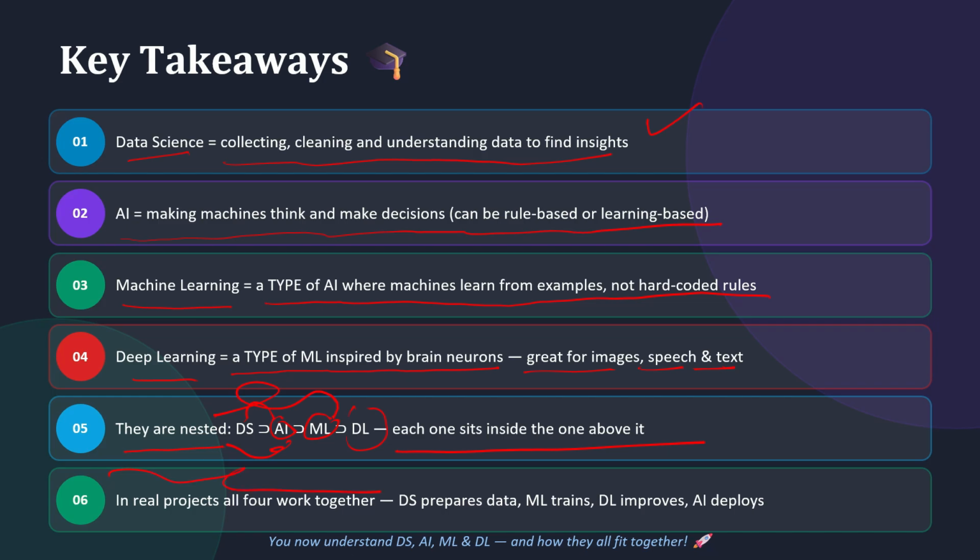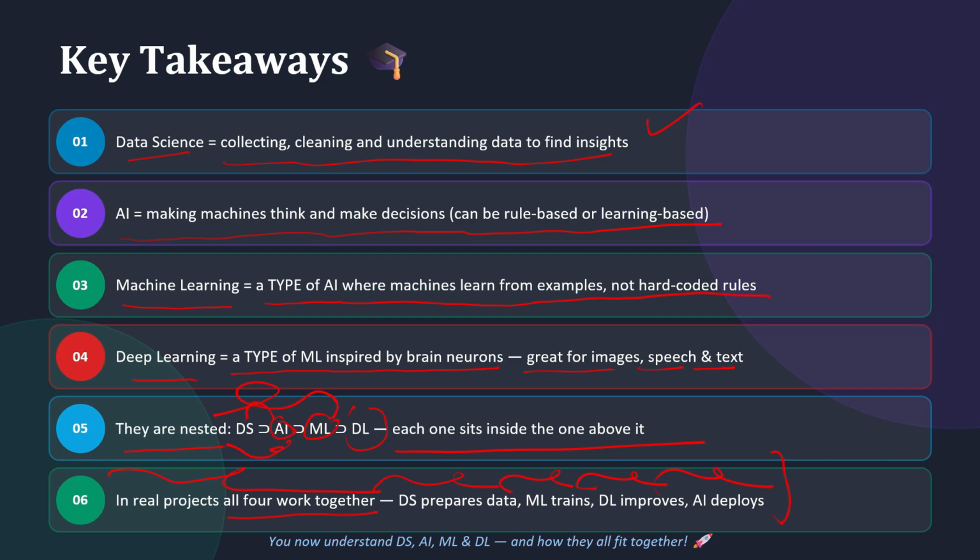In a real project, all four work together. That's why I said you should have a complete understanding of all these components and domains, the basic concepts, not be an expert. DS prepares data, ML trains, DL improves, and AI deploys. So this is how all the terms work. I hope now you have complete clarity on all these terms, how they are related with each other, and what the purpose of each and every one is.